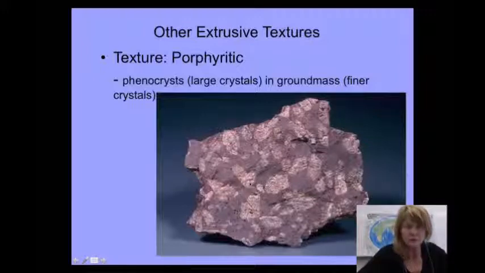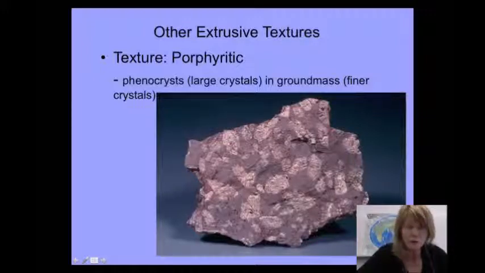This texture is called porphyritic. That means we see some really large mineral crystals. Definitely, these are huge ones. These are very easy to see with the naked eye. But if you look in between them, what we call the groundmass, or the other minerals that are around these big ones, are not big enough to be seen with the naked eye.